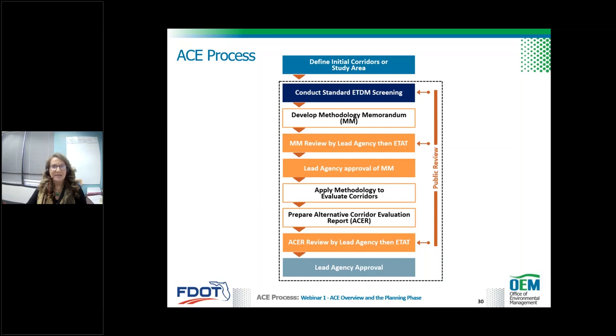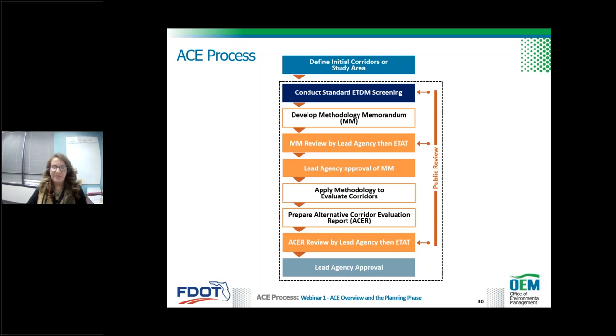The next two boxes in orange, the methodology memorandum is reviewed by the lead agency and the ETAT and subsequently approved by the lead agencies. In the next two white boxes, the study team applies the methodology and documents the results in the ACER, or the ACE report. In the orange box, there's another round of reviews by both lead agencies and ETAT, and finally, in the last steps, it's approved.